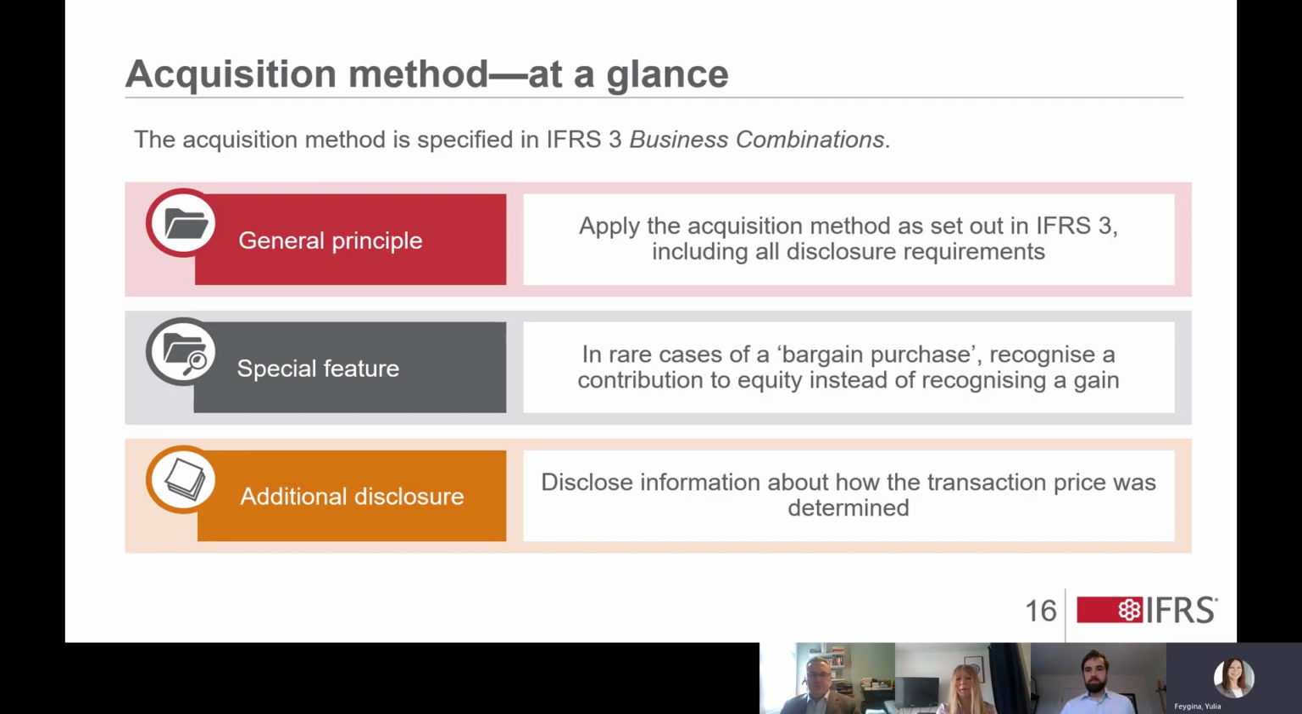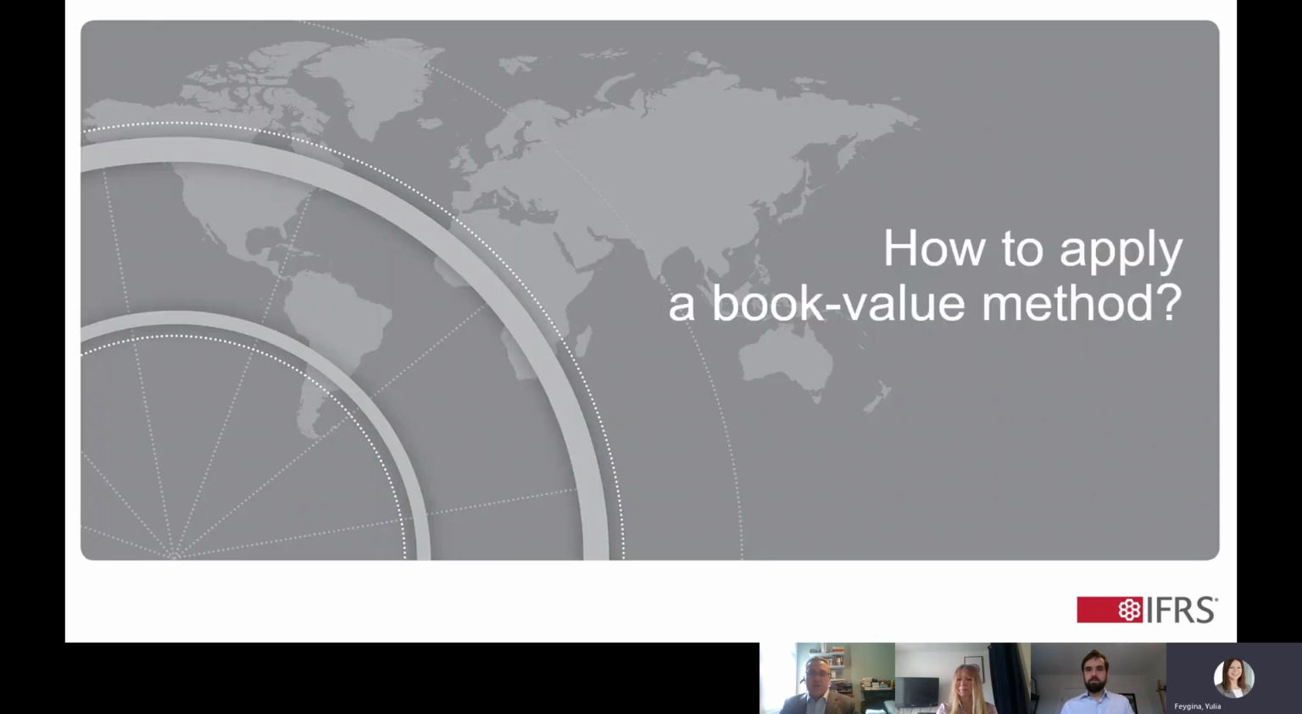And finally, one other difference compared to the existing requirements for combinations between unrelated parties is an additional proposed disclosure of how the transaction price was determined. For example, whether there was an independent valuation of the transferred business. And again, this is because business combinations under common control are related party transactions. Thanks. Those are some interesting nuances for these.